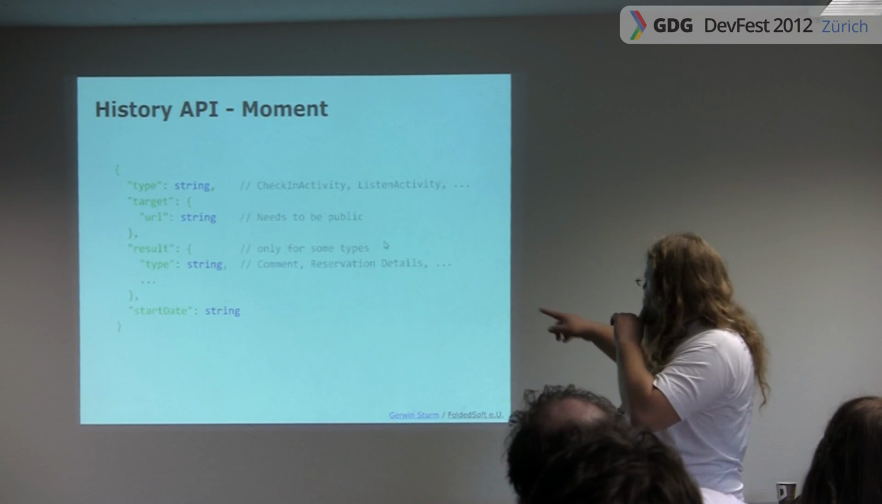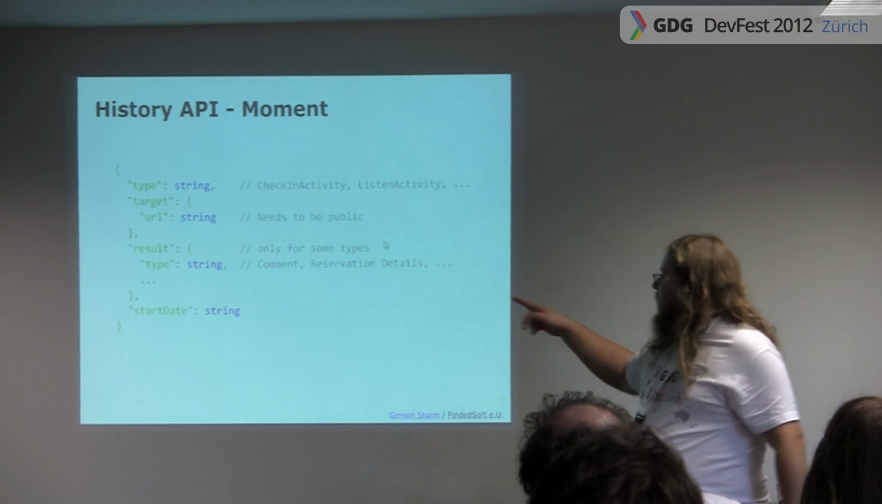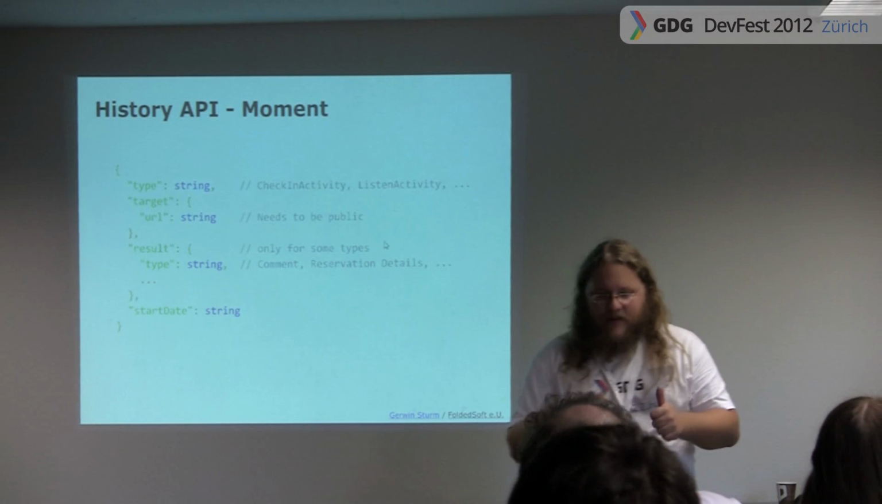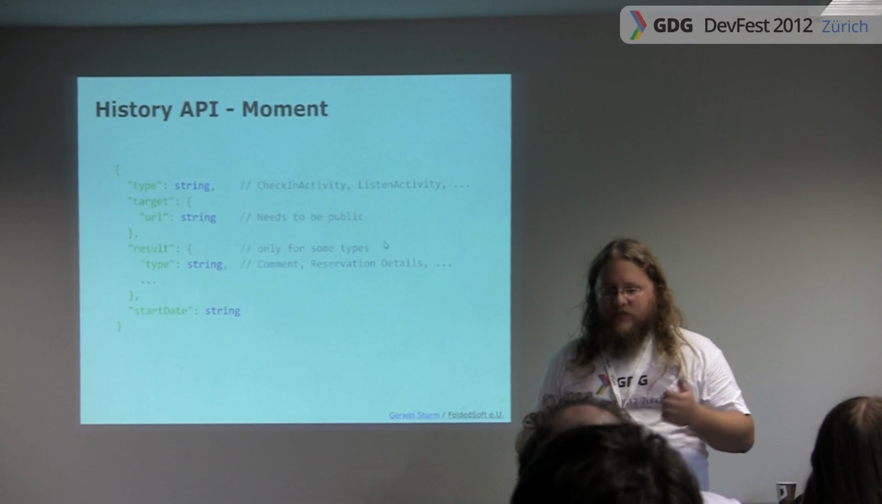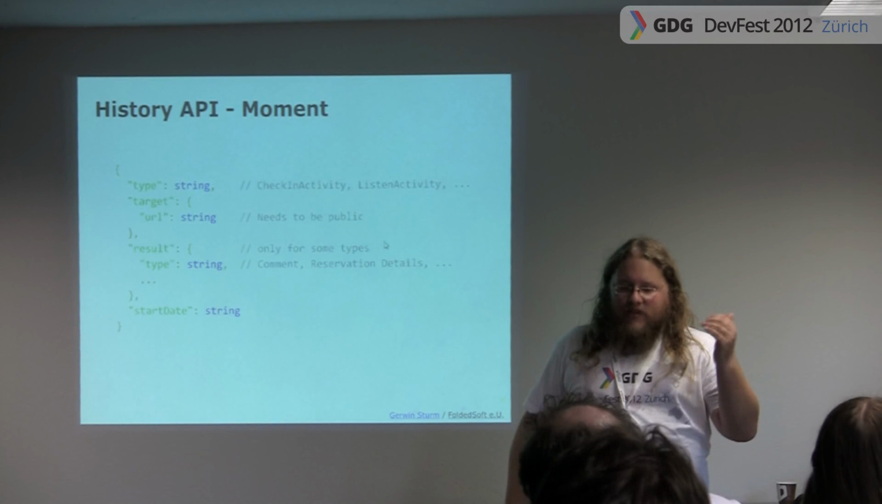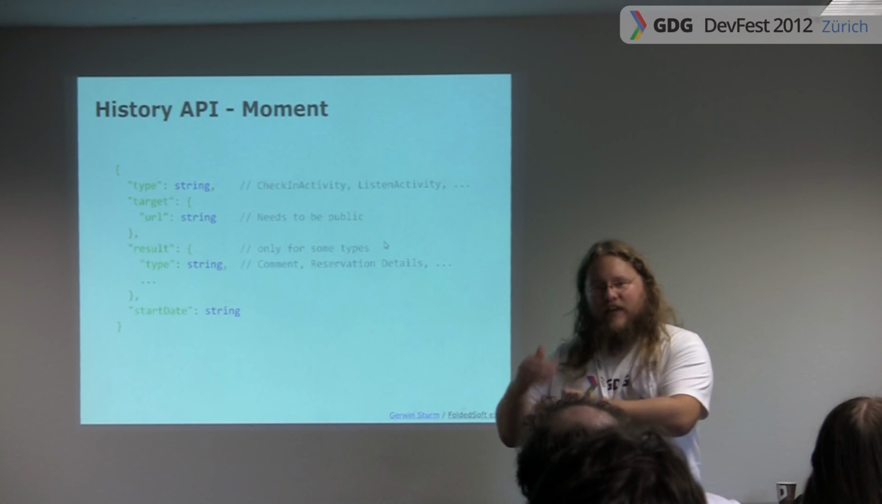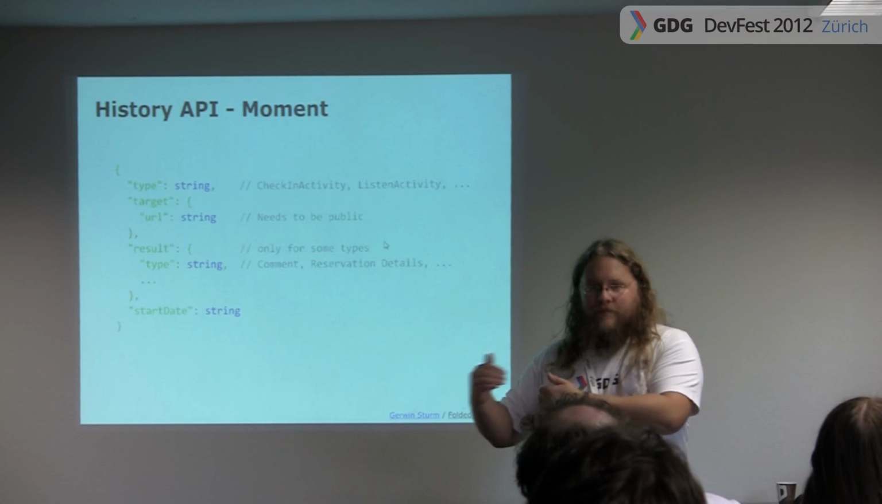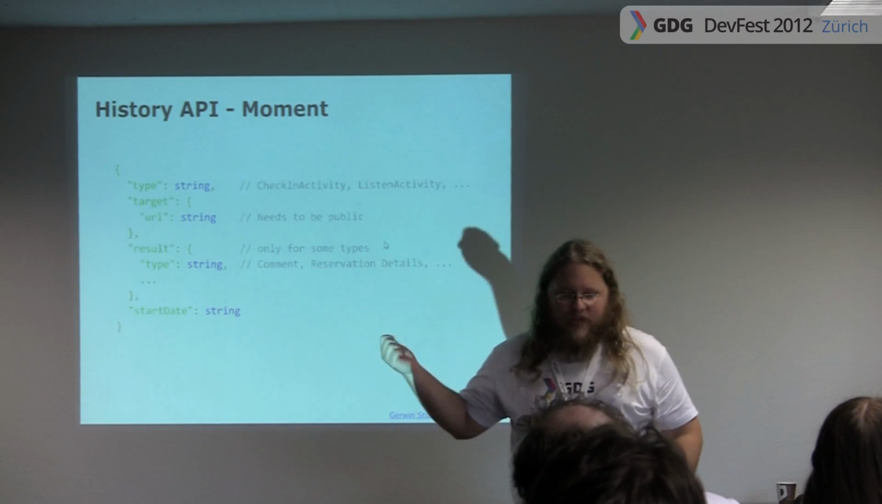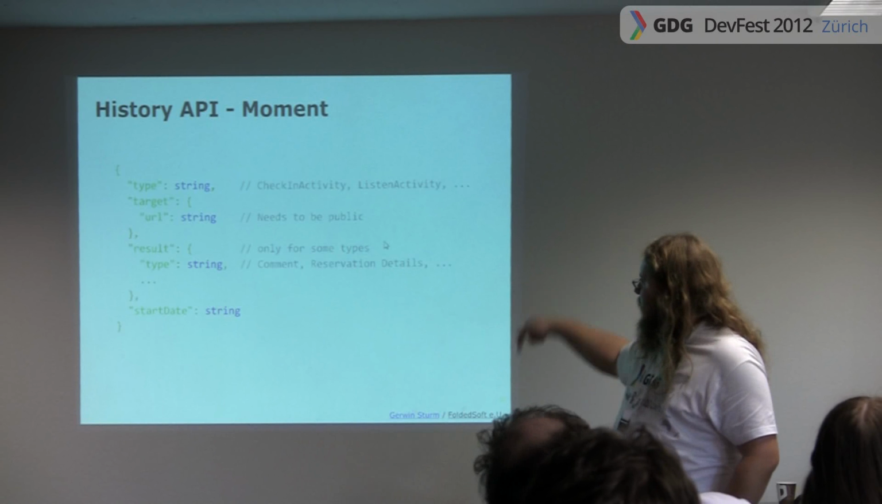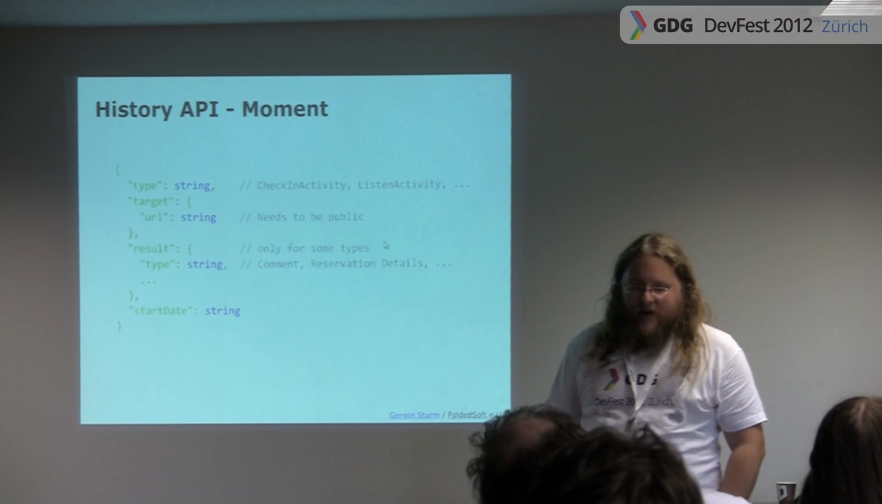And then for some types you also have a result, which can be something like a comment or details about the moment. So the target is, for example, for a comment, a blog post, and the comment would be the actual thing you've written on the target. So this is information you put in there, a string or various types.